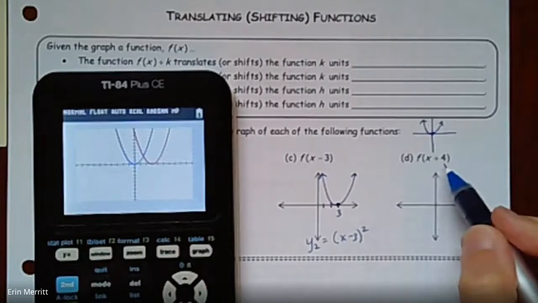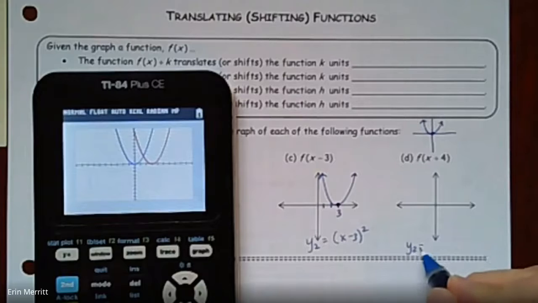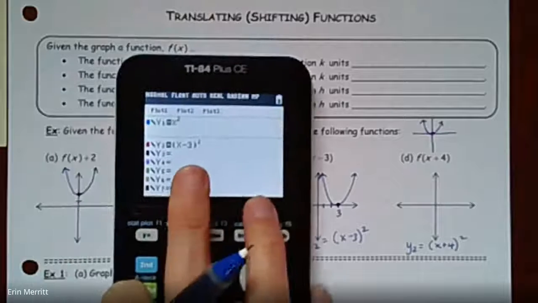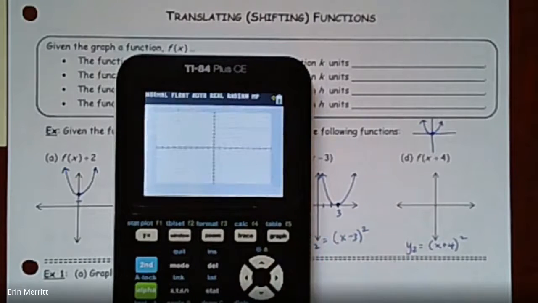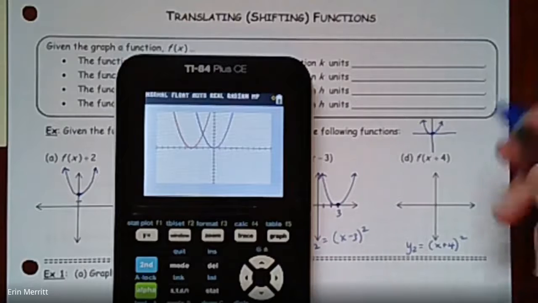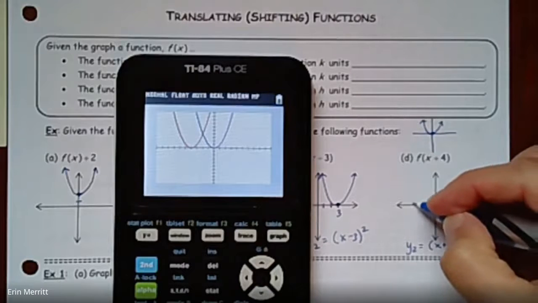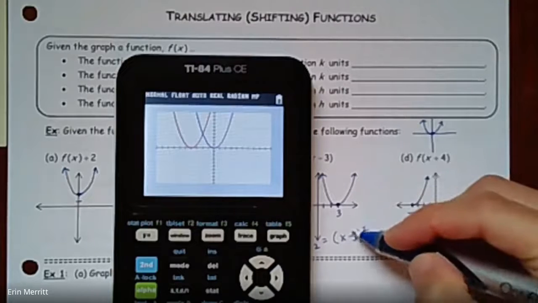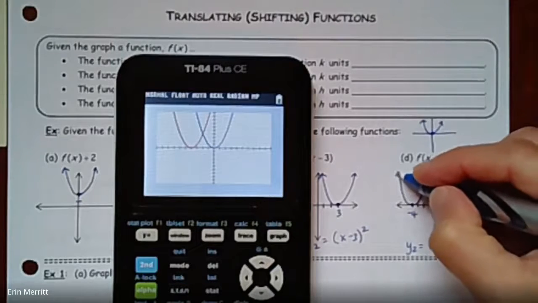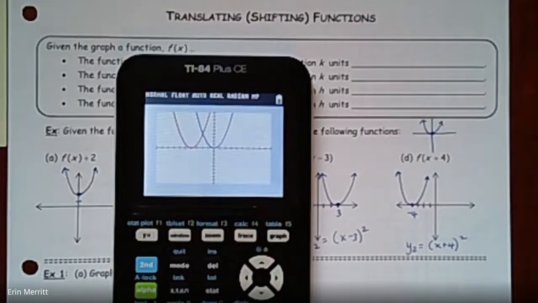Last one, you know the drill. You're going to make it x plus 4, that quantity squared. So come on down, change this to a plus 4, and then hit graph. So here's the original one. And then there we go. All right, so left 1, 2, 3, 4. And you might have even guessed that if minus 3 made it move right, plus 4 is going to make it move to the left 4. So I'm kind of following that vertex point around.